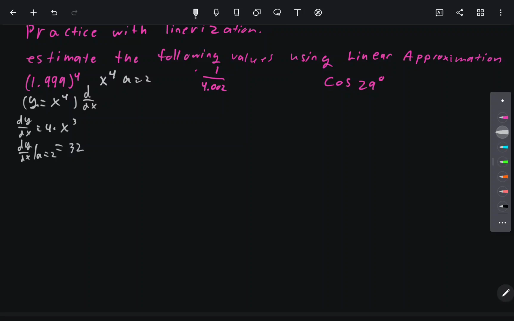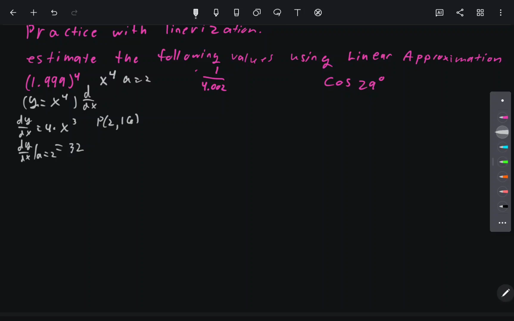But now we need to also find the coordinates of the function at said point. So we know that we need a point. We know the point has x-coordinate 2, but what's the second coordinate going to be? Well, we have the original function right here. What's 2 to the power of 4? 2, 4, 8, 16.